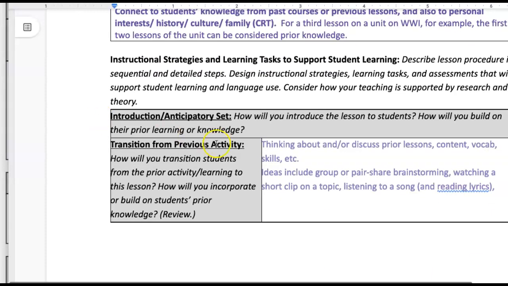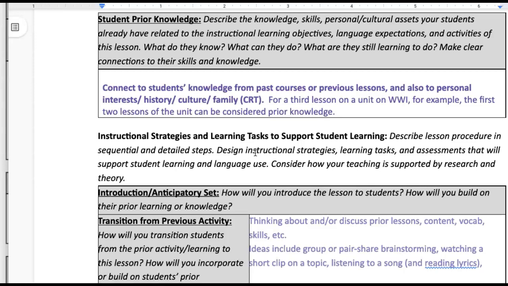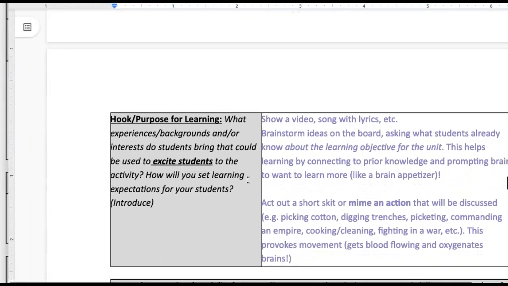And the transition from previous activities, and many times we can look into that prior student knowledge to connect and to create ideas and excitement for our students. And also that can relate to the hook or the purpose for learning as well.